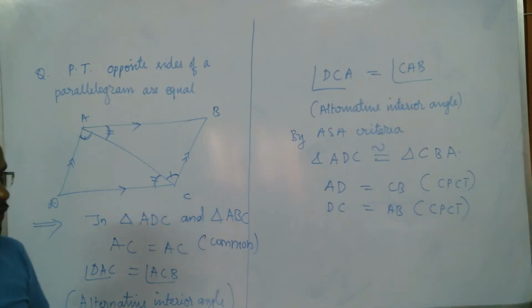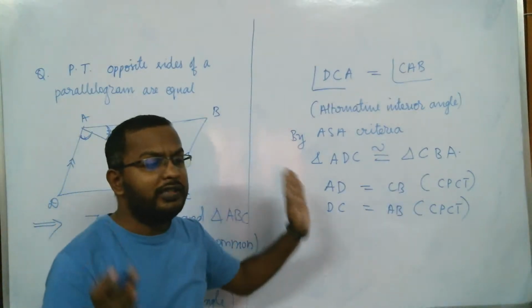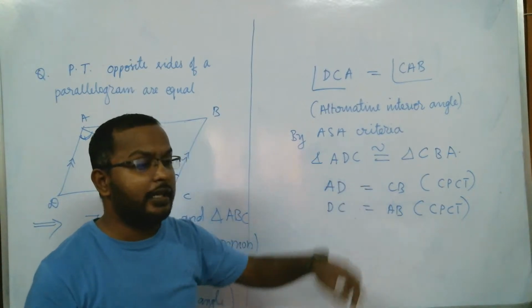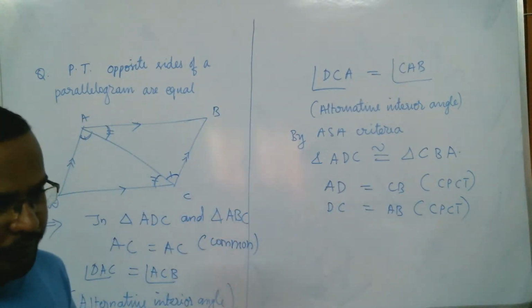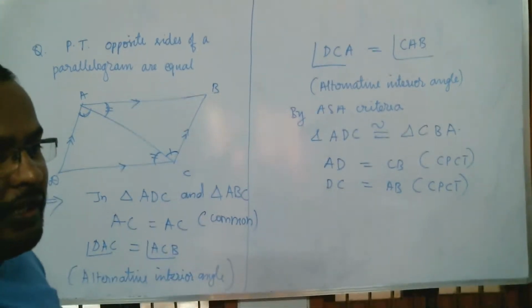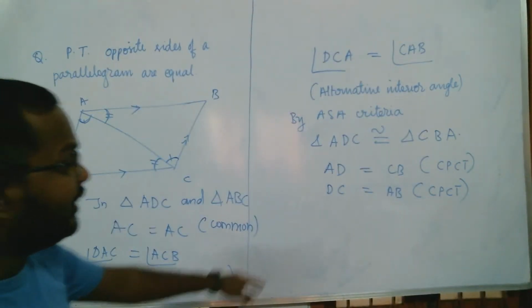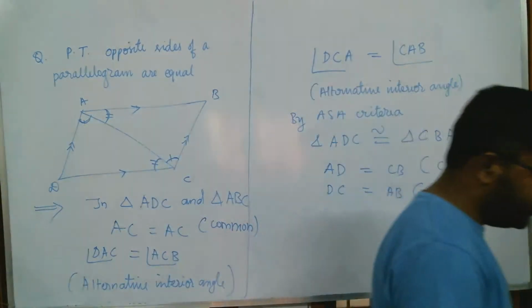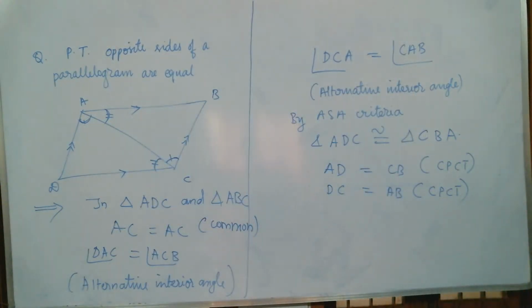So first of all, what do you have to do? We have to use some criteria and prove that these two triangles are congruent to each other. After proving, what to do? Then we can say that these two are equal by what? By CPCT. So I hope all of you understood this one. All of you once again go through the steps, whatever you have done.